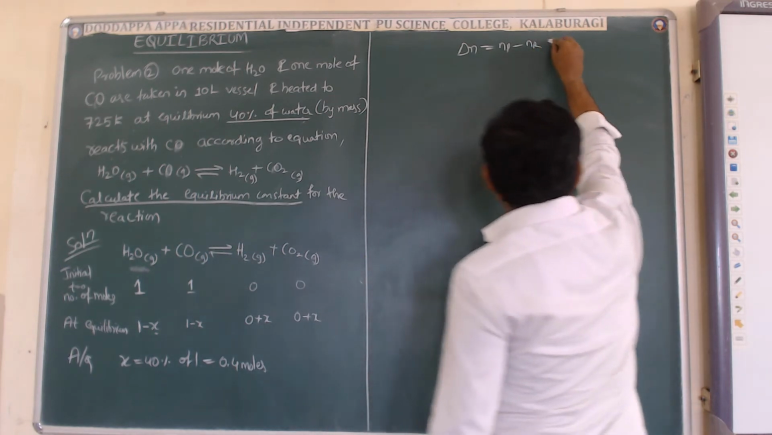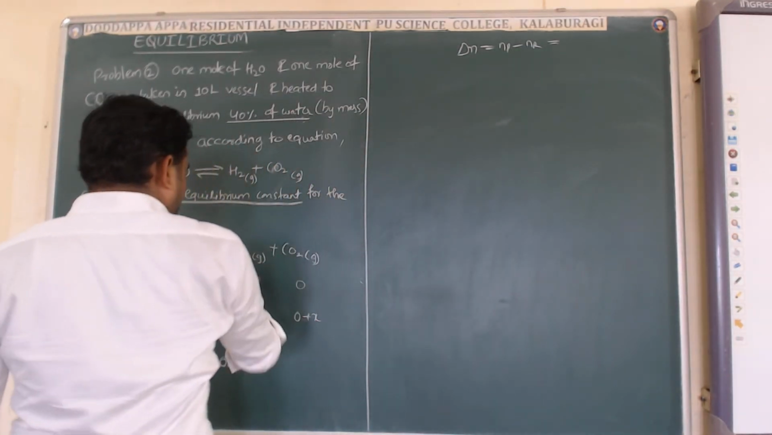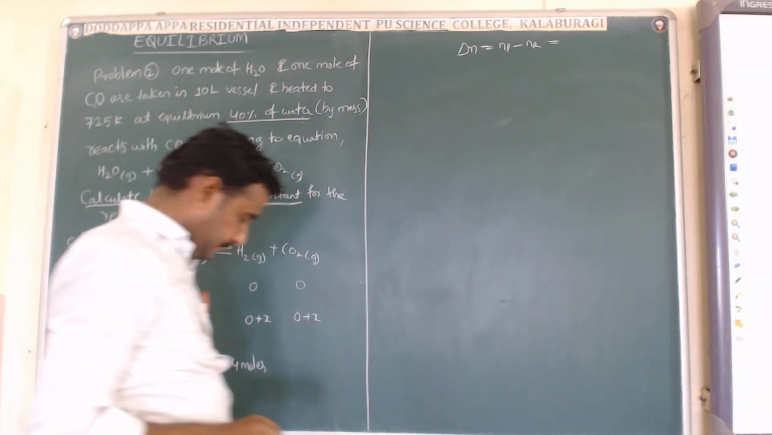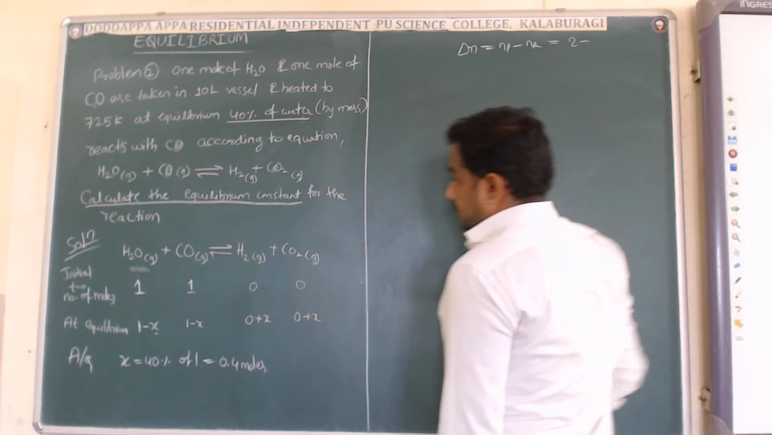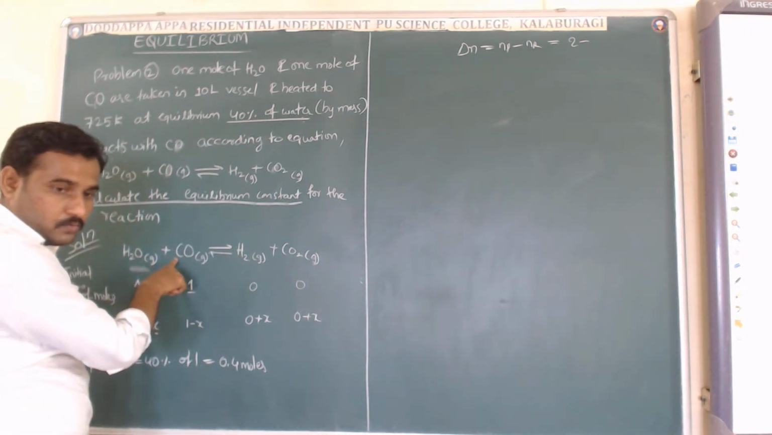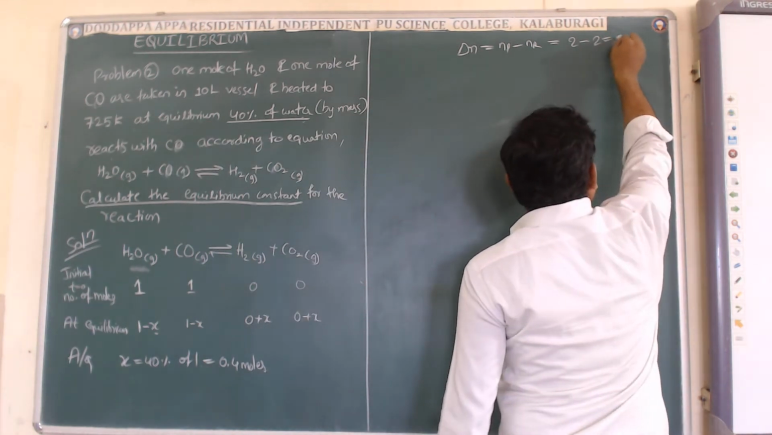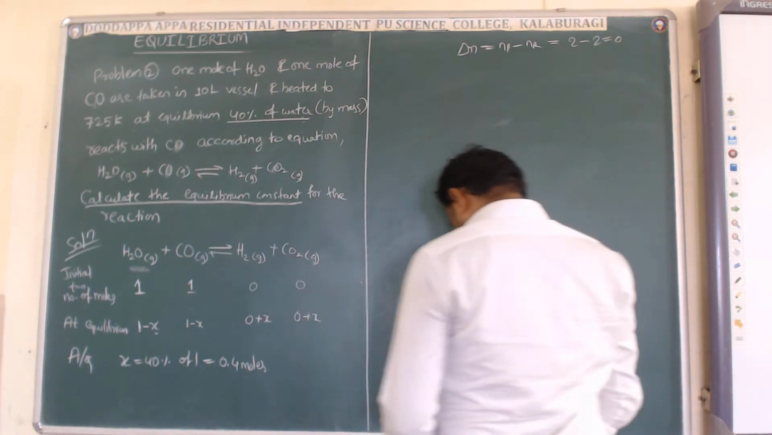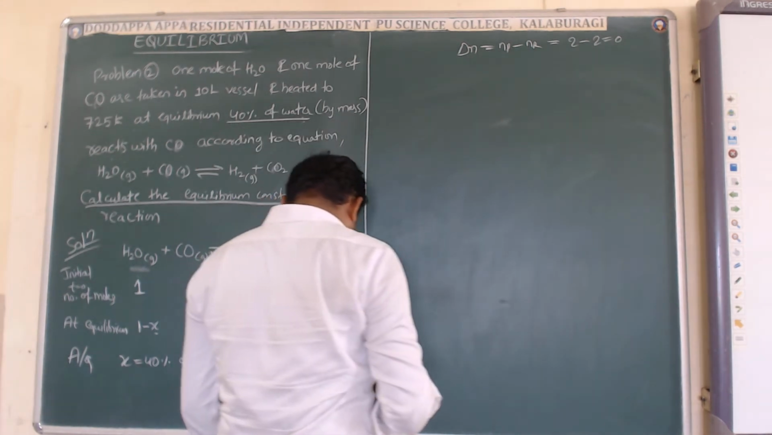Then you write down the number of moles of product. How many are there here? Product here, 1 mole is there. Here 1 mole is there. For the reactant side, 2 moles are there. Product is 2, so 2 minus 2 is equal to 0. That means the delta n value is 0 here.